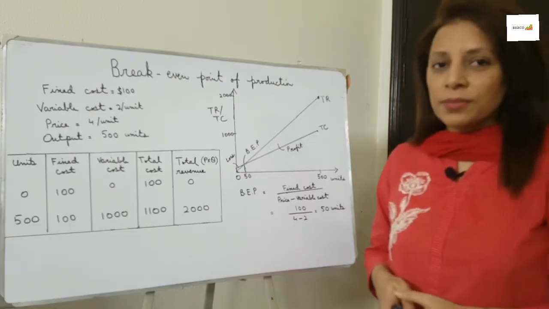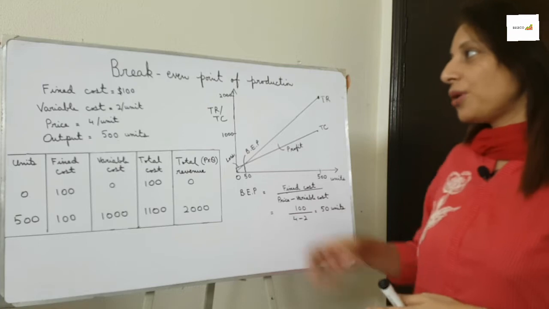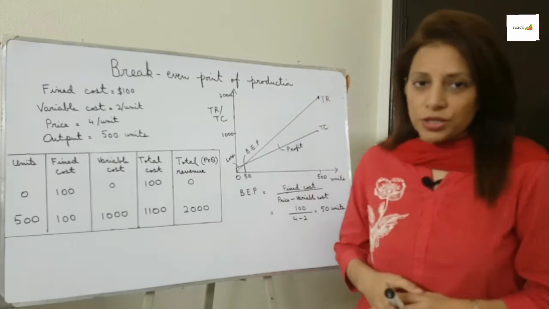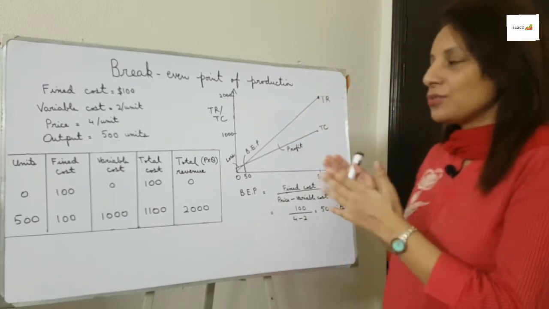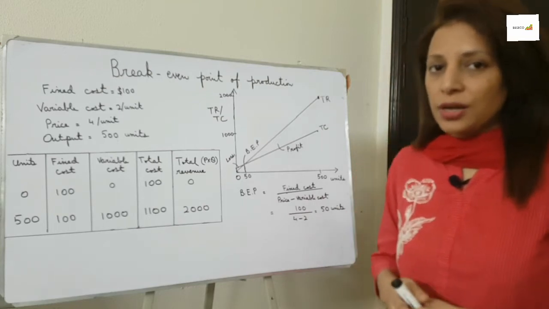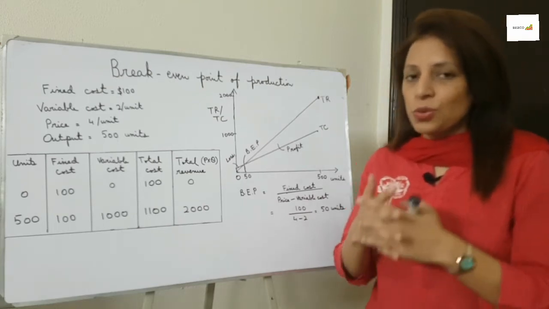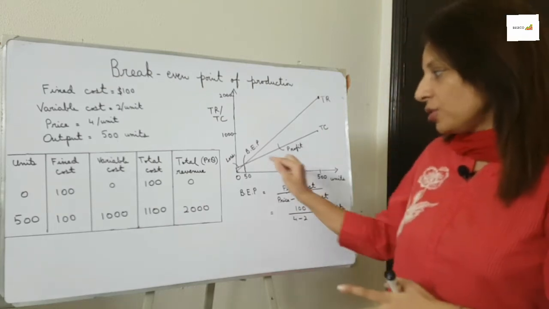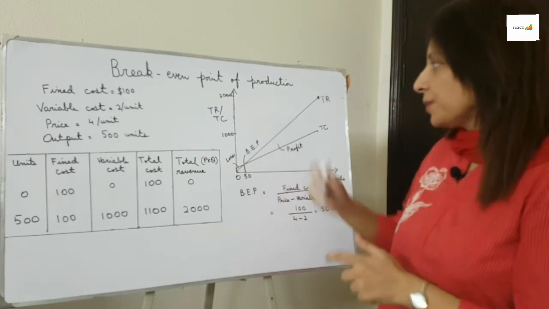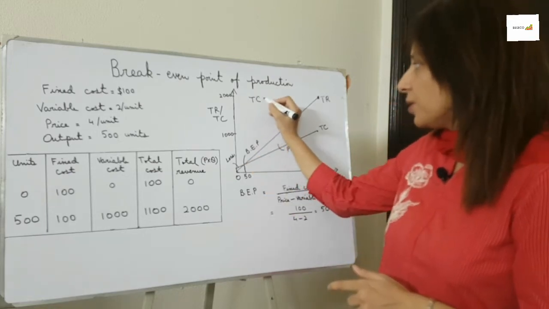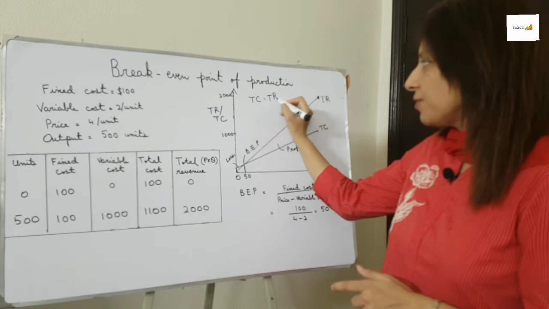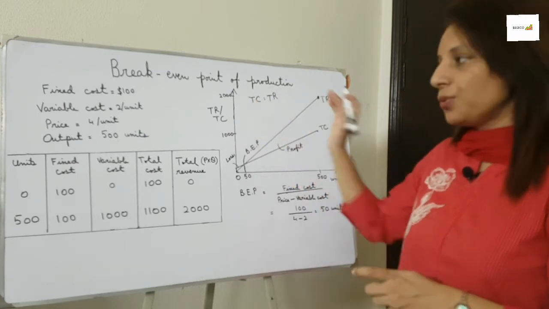Hello everyone. In this video, I'll discuss the break-even point of production. This analysis is very important for businesses to know how many units they have to sell to cover their cost. This is the point where your TC would be equal to total revenue. Total cost will be equal to total revenue.